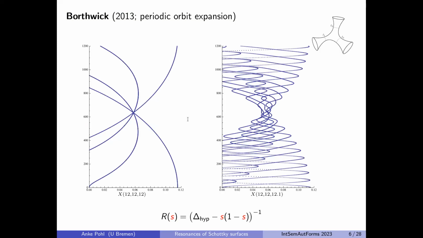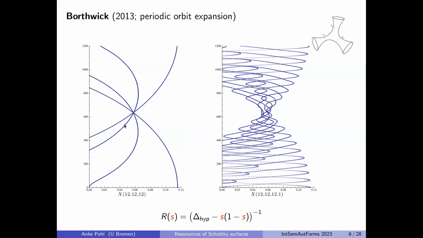So Borthwick is an analyst working in spectral theory, very much interested in hyperbolic surfaces. When he went to a conference in 2013, he wanted to draw, just for fun, some resonances of some Schottky surfaces for his talk, and he expected to see resonances kind of somewhere, not with a particular structure. But what came out of his numerics is that there is more structure to be expected. And these are one of the two pictures which he produced.